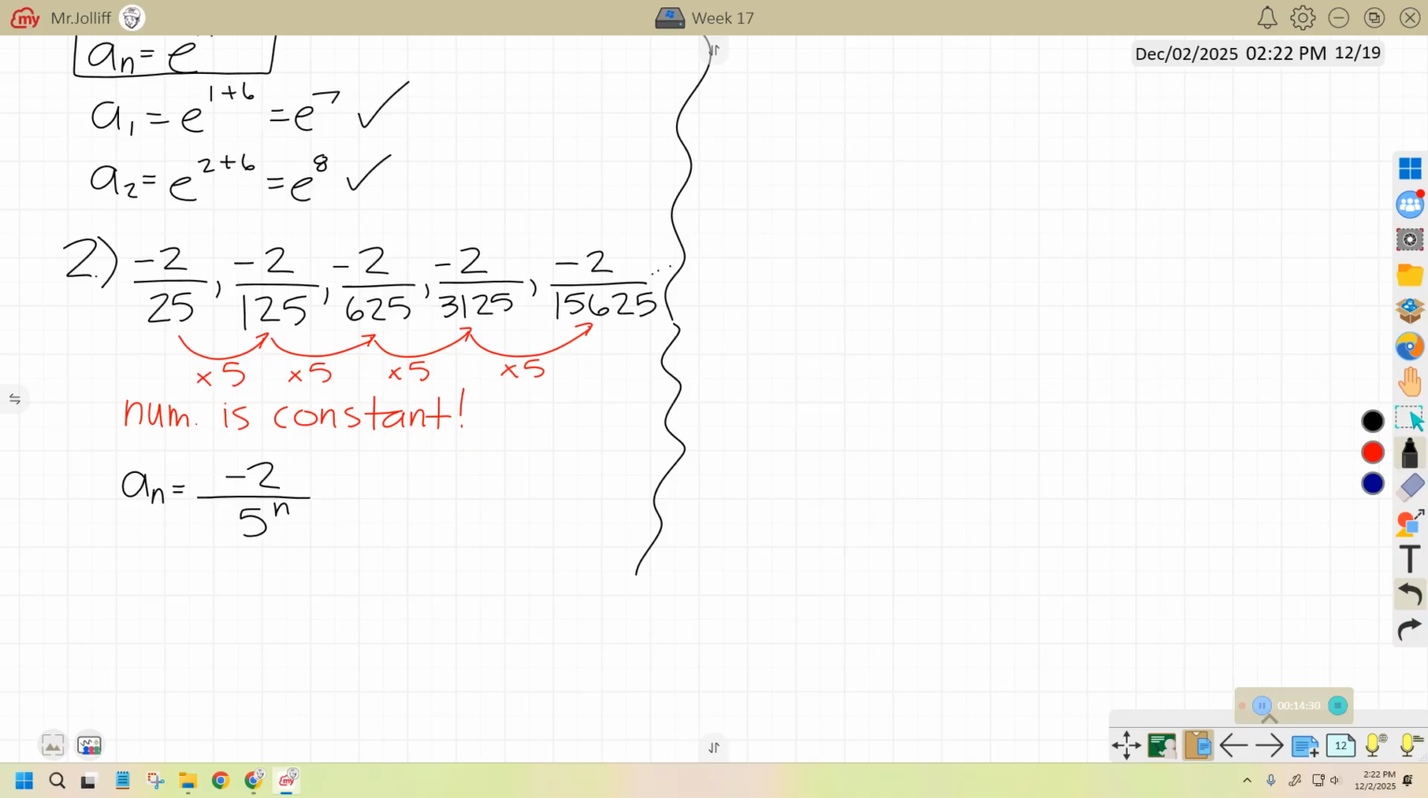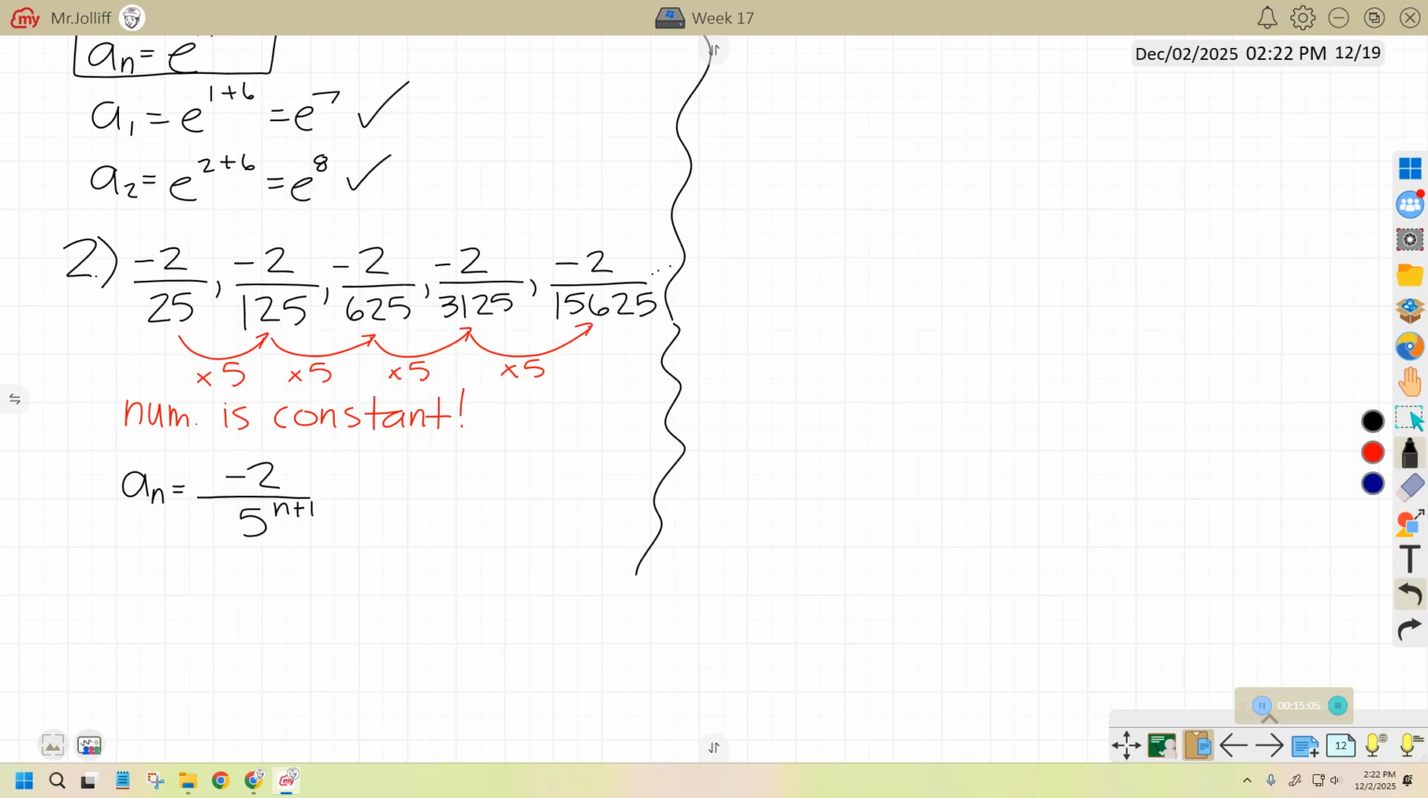If I leave my formula like this, and I plug in n is 1, what do I get as my answer? A 5 on the bottom. 5 to the 1 is 5. Yeah. What should I have in the bottom? 25, which is 5 squared. This power is 1 too small. I need to add 1 to it. So that in position 1, I have a 5 squared. In position 2, I have a 5 cubed.